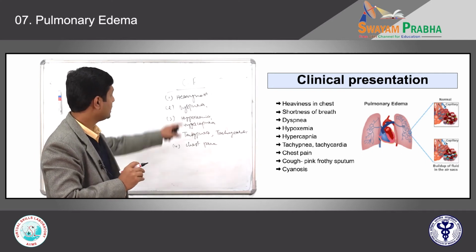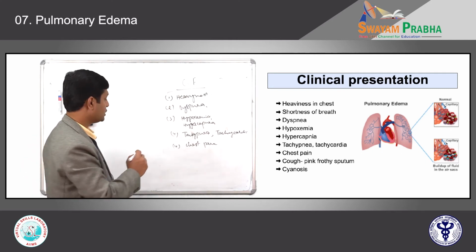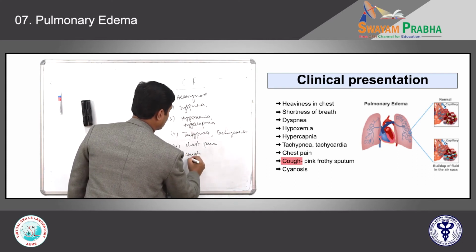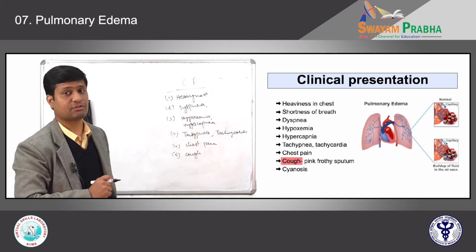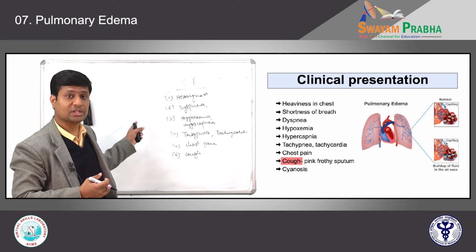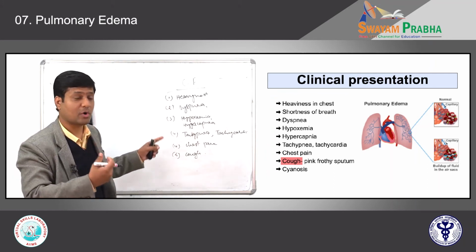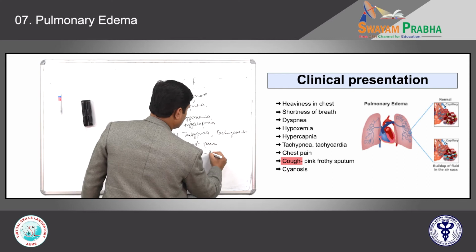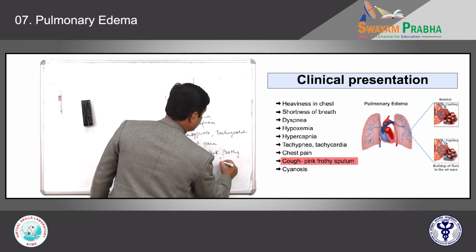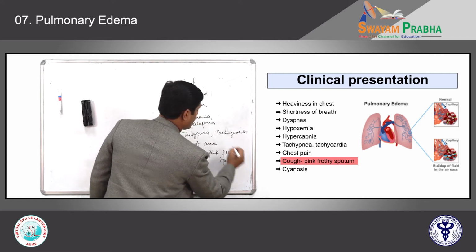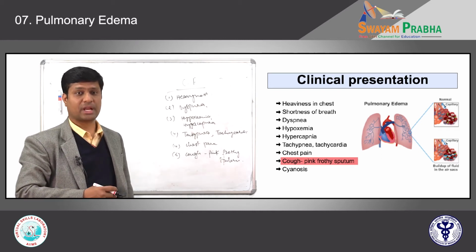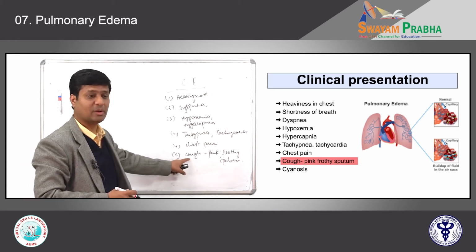The most important thing, especially in pulmonary edema, is that these patients will have cough. The characteristic of the cough is that the fluid accumulated in the alveolar lumen will also come out. So they will have pink frothy sputum-like specimen expelled from the lung parenchyma. This is very characteristic of pulmonary edema.